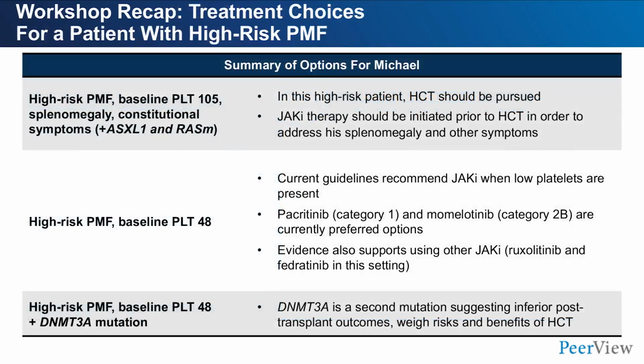Okay, so this is the summary of our options for this patient. We've all agreed that he's a high-risk patient and we should offer stem cell transplant. And we've discussed in some detail the management of patients with thrombocytopenia. In the NCCN guidelines, pacritinib has a Category 1 recommendation and momelotinib a Category 2B recommendation, but there's also evidence supporting the use of other JAK inhibitors as we've reflected. And we've also spoken about DNMT3A. There is some data concerning adverse transplant outcomes for the patients in that setting.